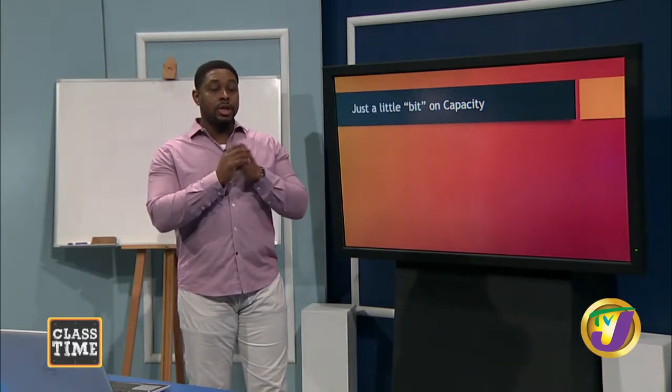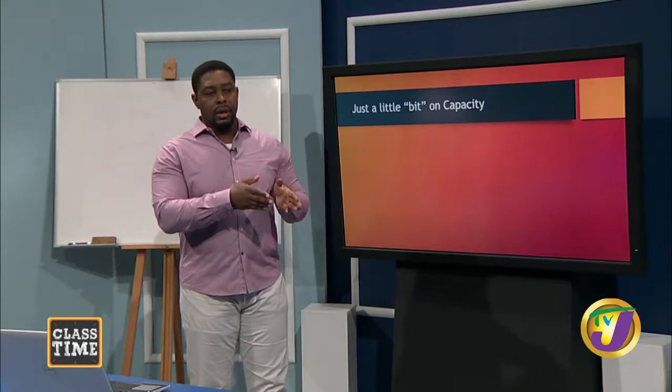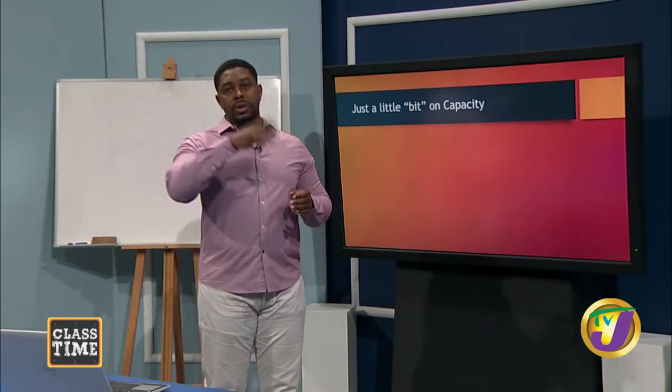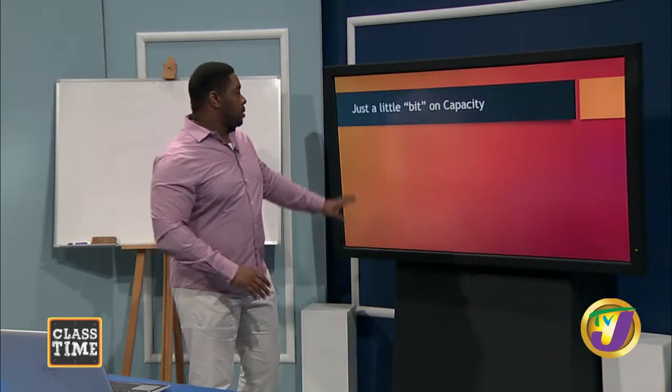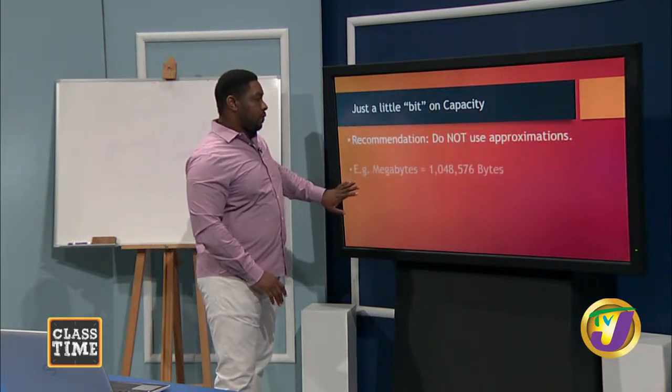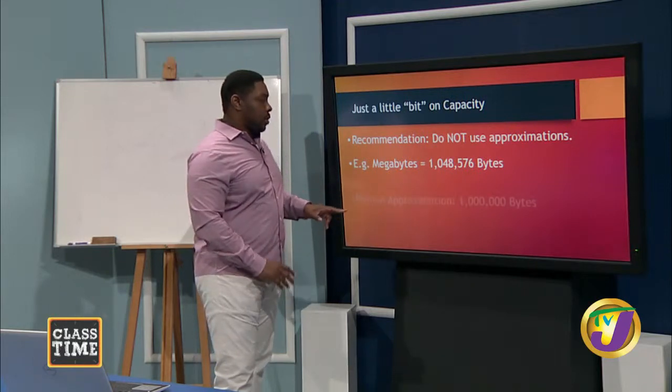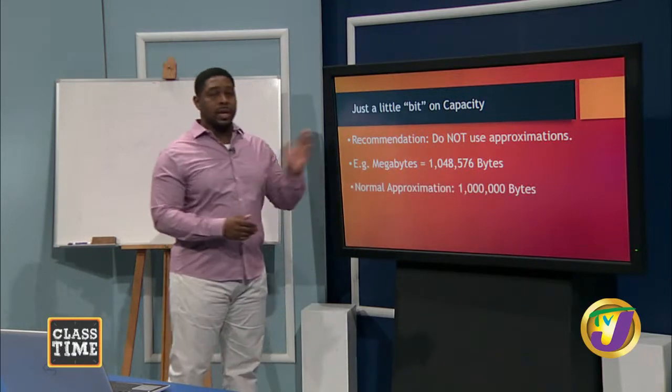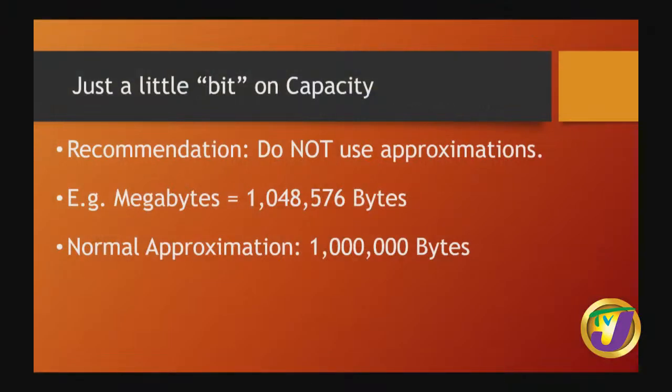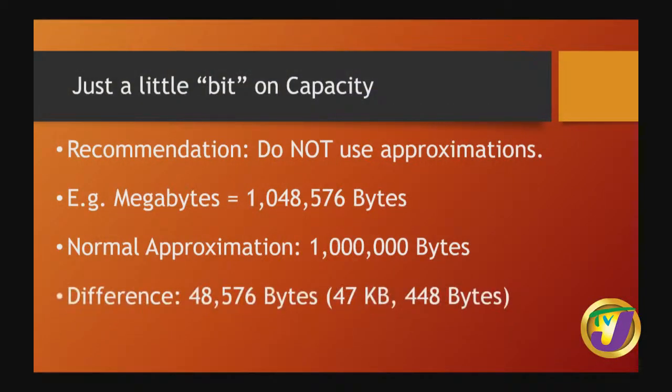And that's why I ask you to use the indices, 2 to the 10, 2 to the 20, etc. Because let's say for instance, we have just 1 megabyte. All right, it looks like that. But when we do the approximations, we have 48,576 bytes that we are disregarding. All right, and that could be quite a bit of pictures, or even close to a small video.